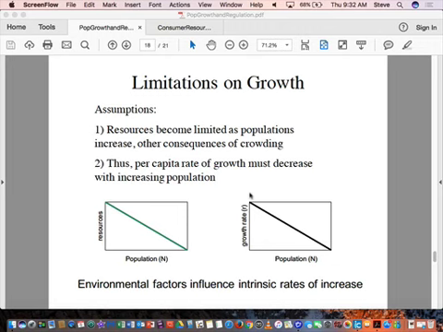Okay, I forgot to email you, but I have posted the demography homework to do life tables. Did you all see that? Okay. It's in this week's Moodle.